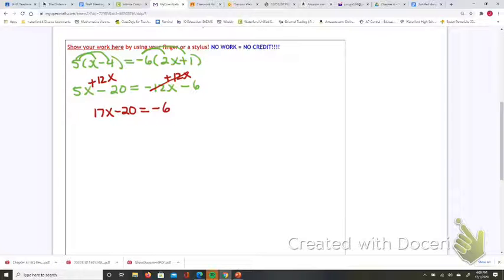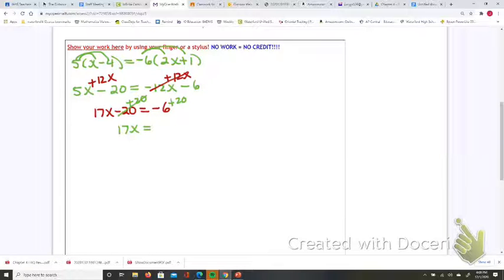Okay, now we've gotten this problem down to the way that problems have looked for weeks now. So now we only have one variable, so we find our x, and then remember we have to find the plus or minus, so we find a minus 20. So to undo minus, we have to add, so we have to add 20 to both sides. So we have 17x, negative 20 plus 20 is 0, equals negative 6 plus 20.